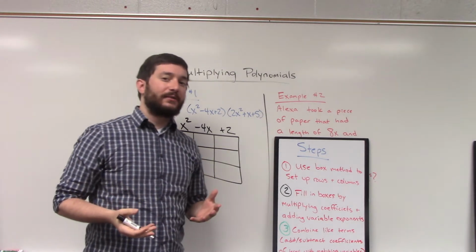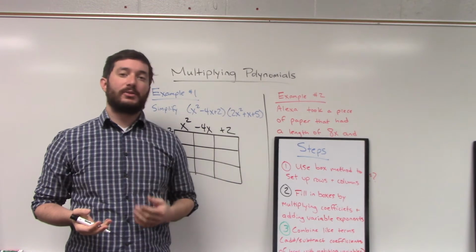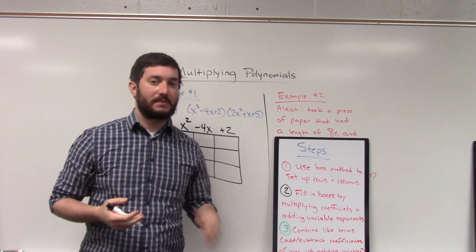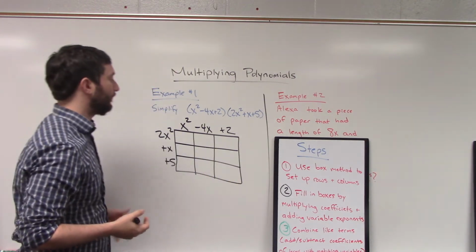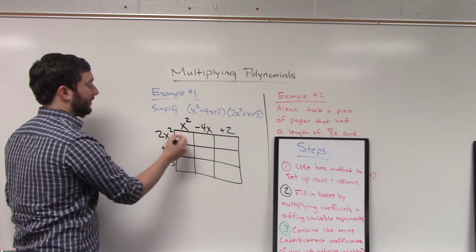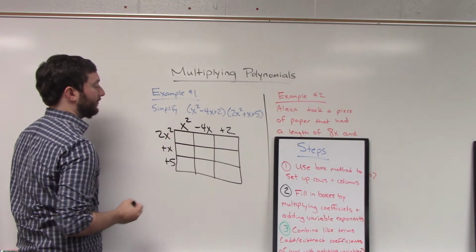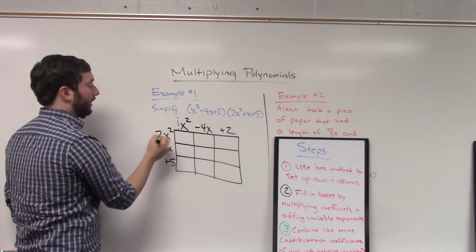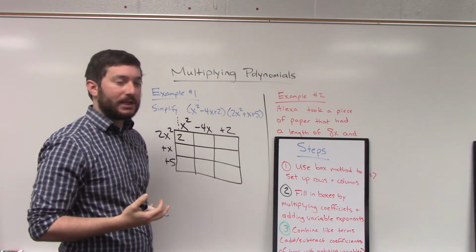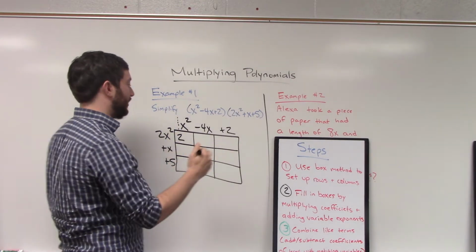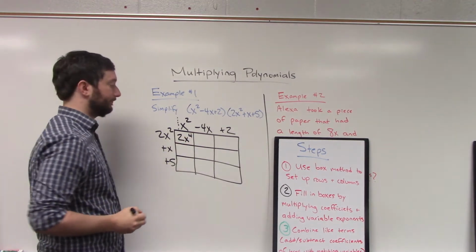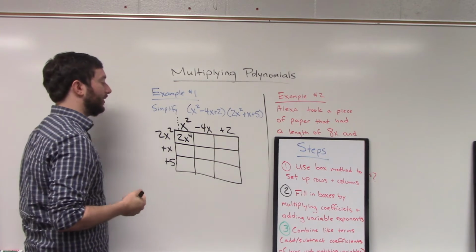Step 2 is going to be to fill in these boxes, and the way that we're going to do that is by multiplying our coefficients and adding our variable exponents according to the product rule. So what that would look like is first row times first column to fill in that first box will be an invisible 1 times 2, which is 2, and we add our variable exponents. X squared times x squared, in this case 2 plus 2 is 4. Continue that process for all 9 of your boxes.